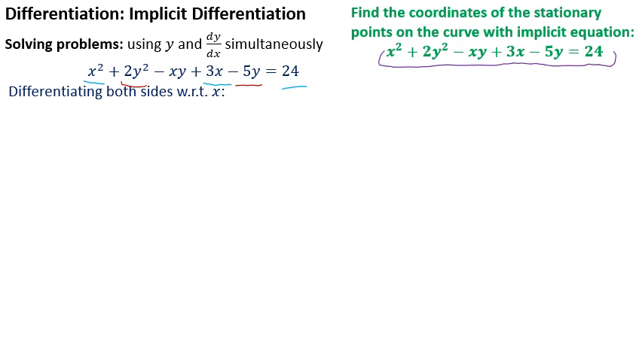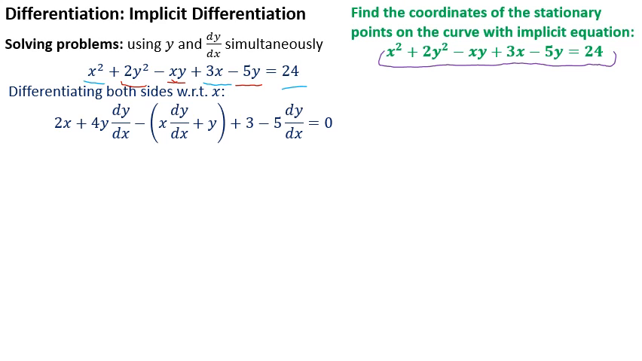is xy. That one is going to involve product rule because it has two things multiplied. So let's try it. X squared becomes 2x. 2y squared, 4y dy by dx. I'll skip ahead and do the other bits first. 3x becomes 3, minus 5y becomes minus 5 dy by dx. 24 becomes 0, and the sneaky product rule bit in the middle becomes x times the derivative of y plus y times the derivative of x. So x dy by dx plus y times 1. And that is it. That's our differential equation.